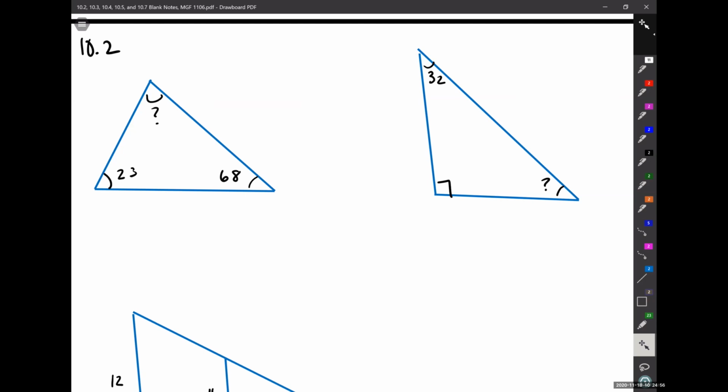Correct one, perfect. Correct Jordan as well. Correct Jordan for the second. But 30 more seconds and then we'll talk about these two.